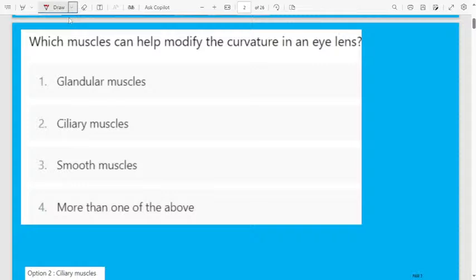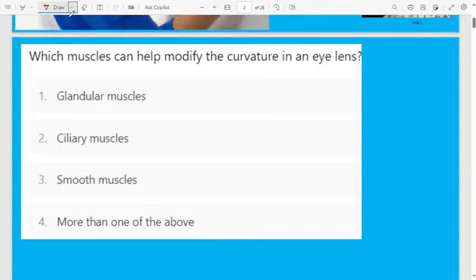Yes. Chaitra, is my voice properly audible? Chaitra is saying yes.